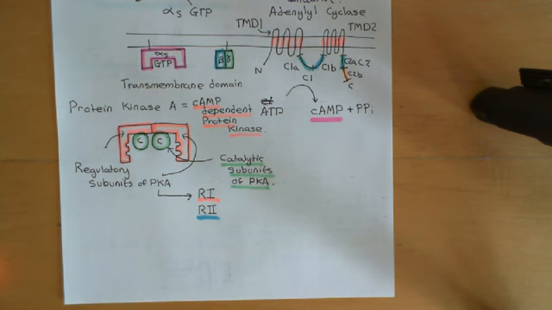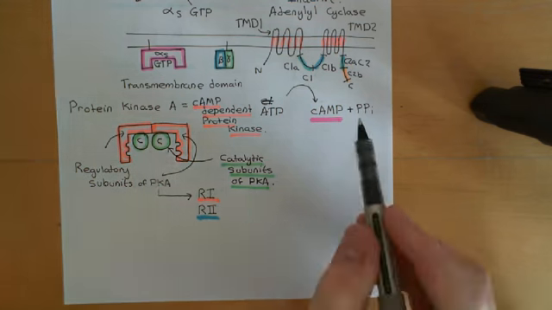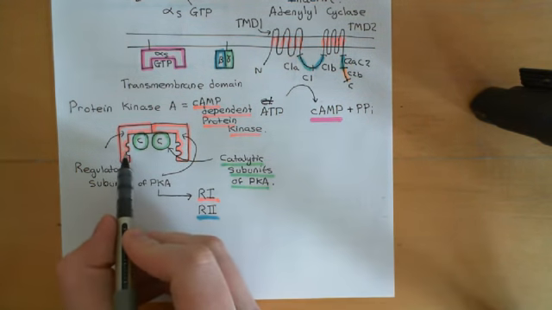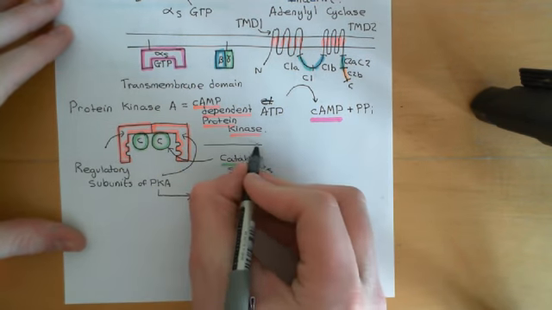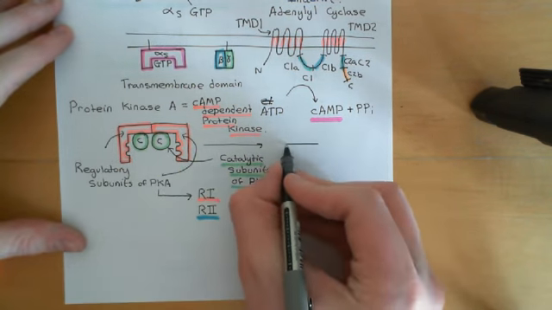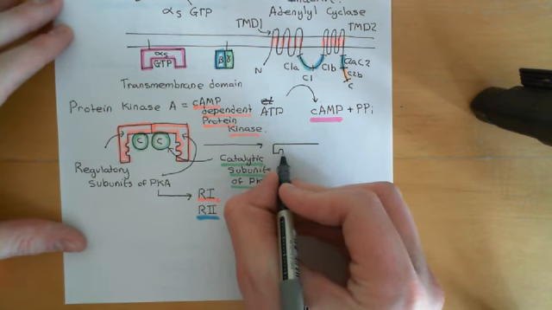So if you want the catalytic subunits to actually be active, what you need to do is release them from the claws of these regulatory subunits of protein kinase A. Now, how do you do that? With cyclic AMP. Cyclic AMP can bind into these binding sites here, and it causes a change in conformation in the regulatory subunits of protein kinase A, which I'll show here.